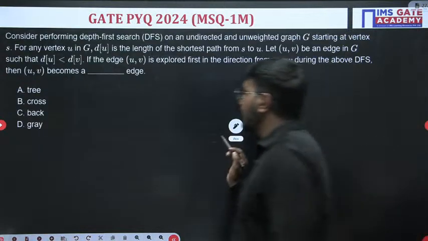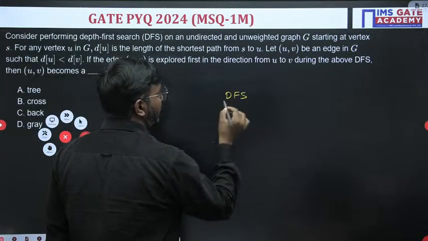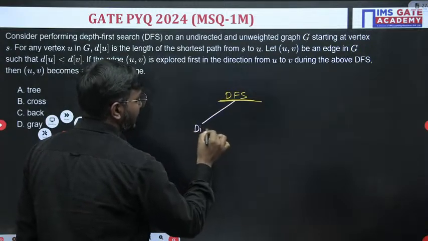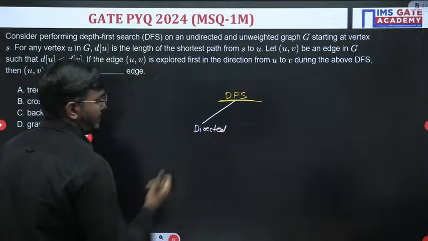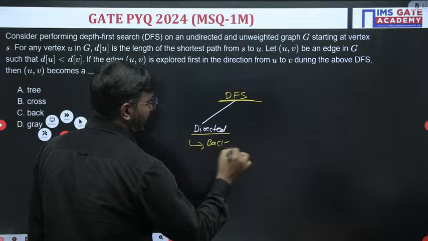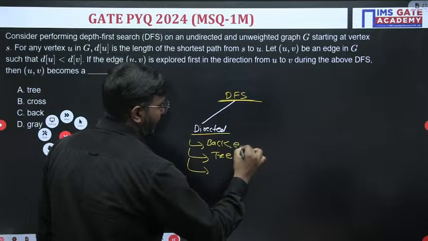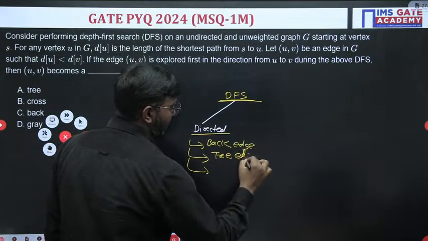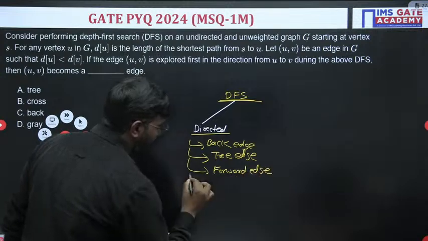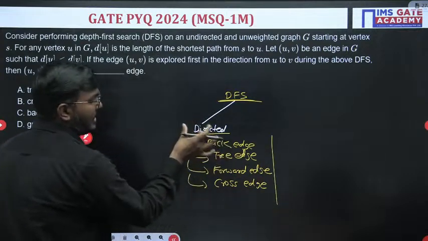And this question is from the DFS. Only one thing: if you perform the DFS, be careful, we already discussed in the classroom. If you perform the DFS on a directed graph, then 4 types of edges are possible: the tree edge, the back edge, the forward edge, and the cross edge.